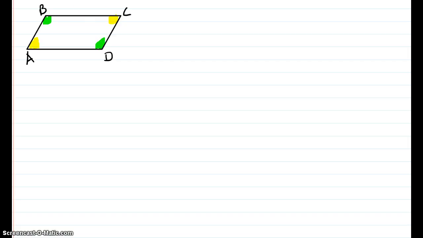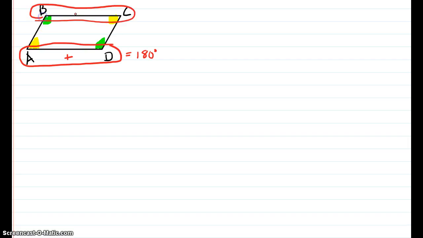Well, the next thing we're going to learn is that the angles that are next to each other, so angle A and angle D, they add up to equal 180 degrees. And the same is true with angles B and C. They add up to equal 180 degrees.